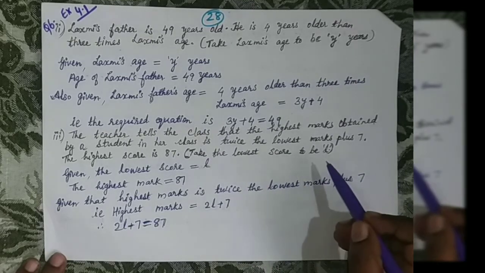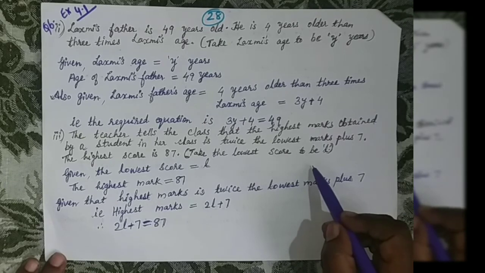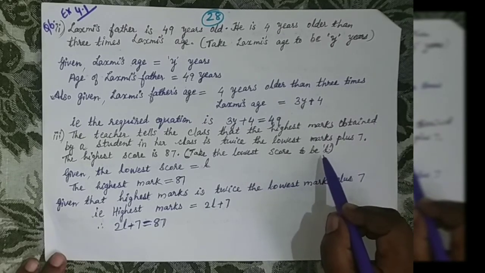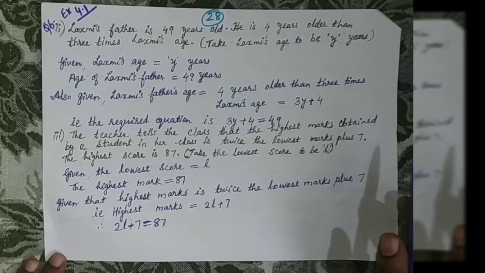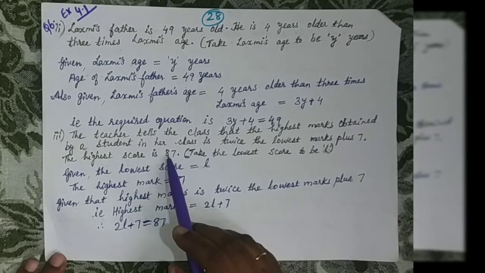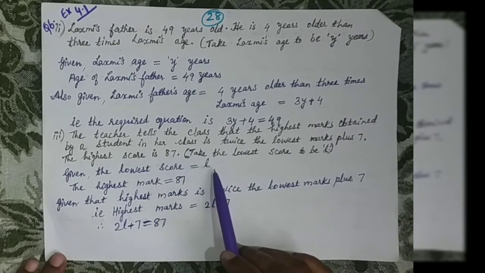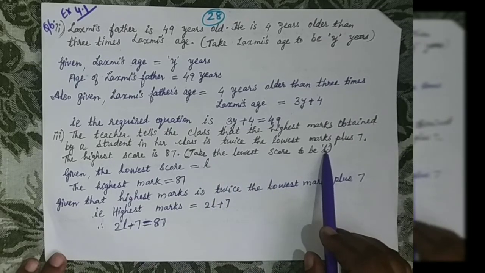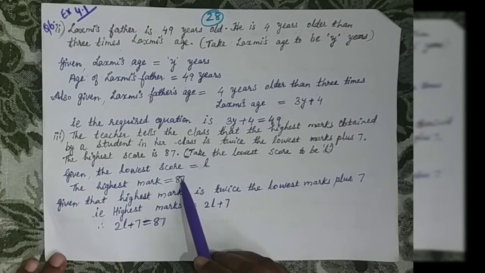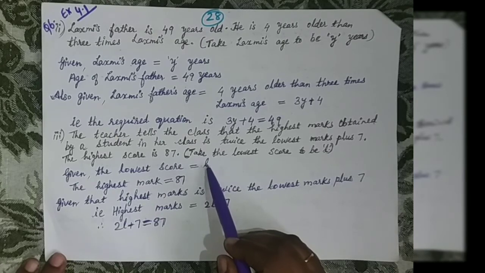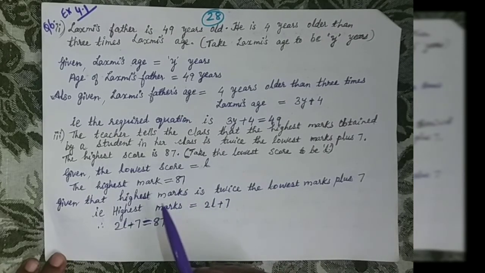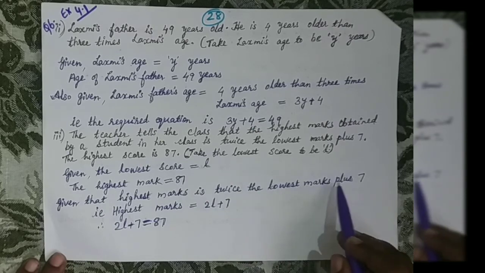That means with 2 times the lowest mark, when we add 7, we will get the highest mark. So, highest score is what? 87. That is also given. Given the lowest score is equal to L. That is mentioned in the question. Now, highest mark is what? 87. Here variable is given, here mark is given. And what is the statement for highest mark? It is twice the lowest mark plus 7.